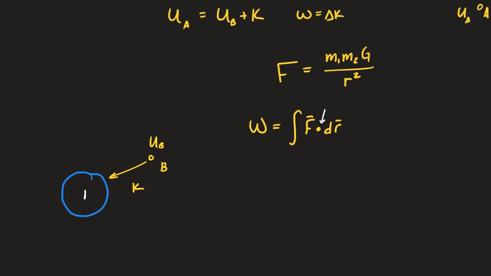That's one way for me to describe this. Or we could do it in terms of dr and just put in that the force is negative. Either way, what we get for the work here is an integral of negative m1 m2 G over r squared dr that we're going to evaluate as the object moves from infinity to a distance r away from the central object, the planet or whatever.